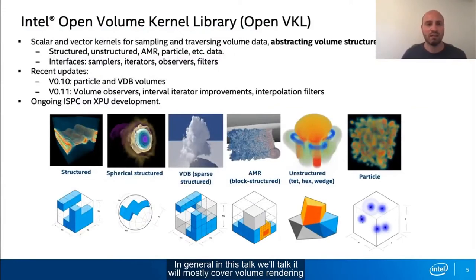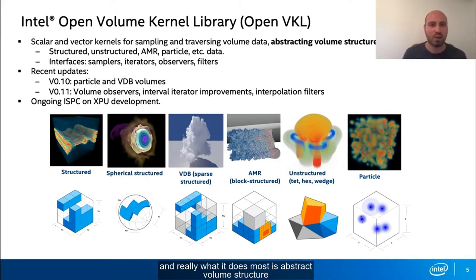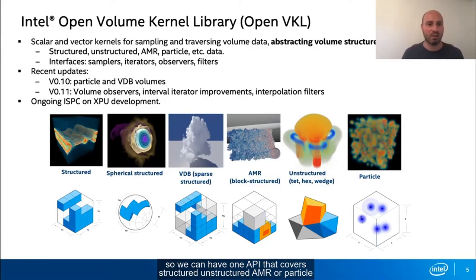In general, in this talk, we'll mostly cover volume rendering. And for this, I'll briefly talk about the Intel Open Volume Kernel Library, or OpenVKL. OpenVKL is a set of scalar and vector kernels for sampling and traversing volume data. And really what it does most is abstract volume structure. So we can have one API that covers structured, unstructured, AMR, or particle data, or other types of volume data. And then you have a set of interfaces, sampler, iterator, observer, and filter interfaces, that let you operate on these volume data sets regardless of their underlying structure. Recently, we added particle volumes as a capability. I'll talk about that very briefly. And there's ongoing ISPC and XPU development in OpenVKL.